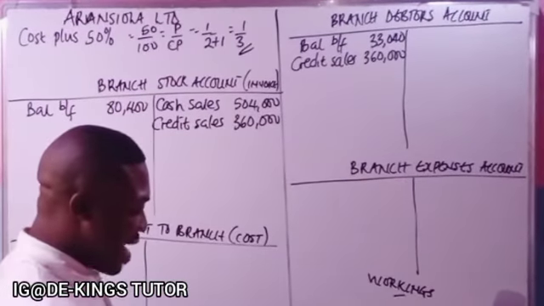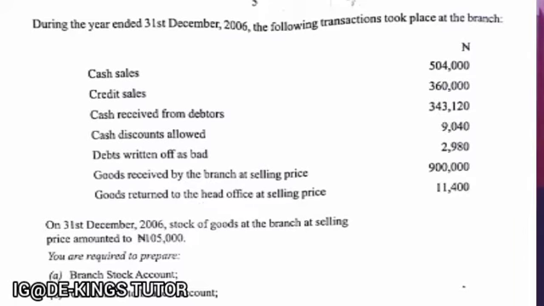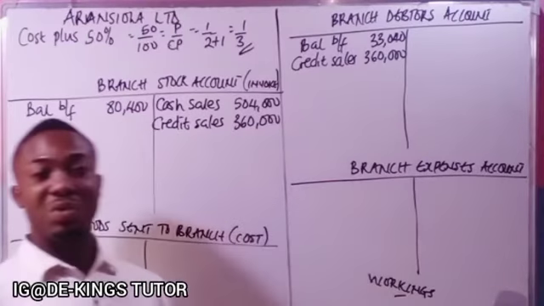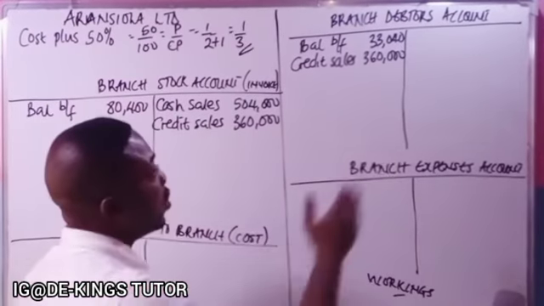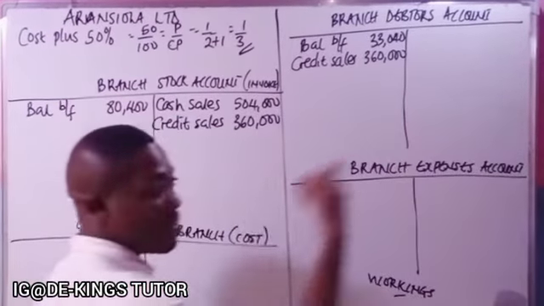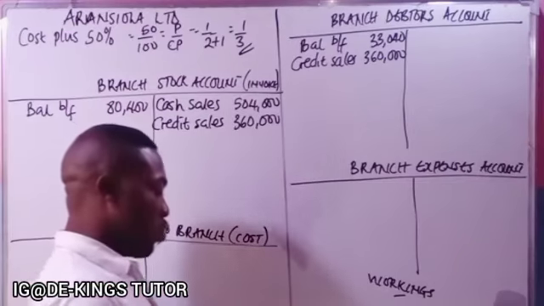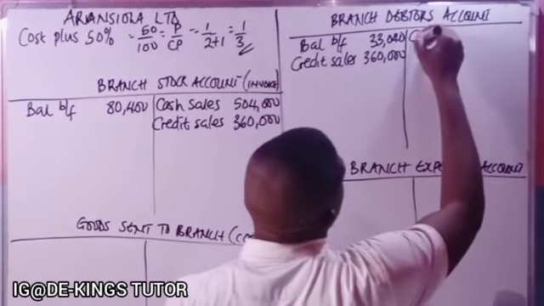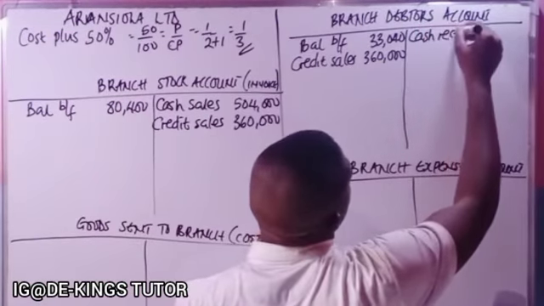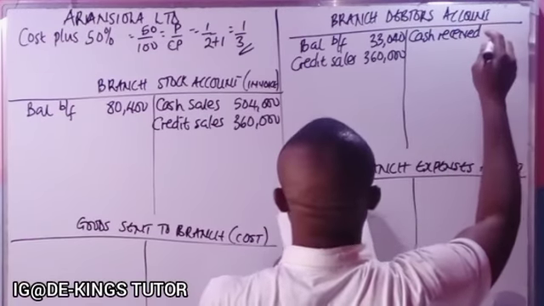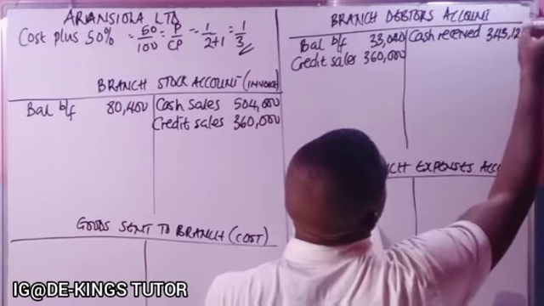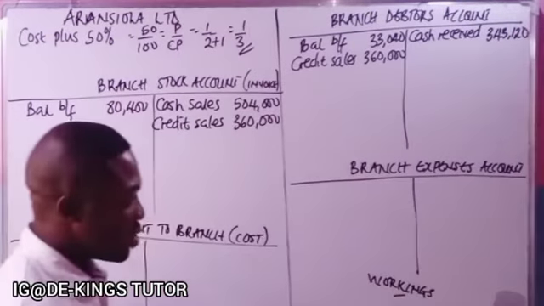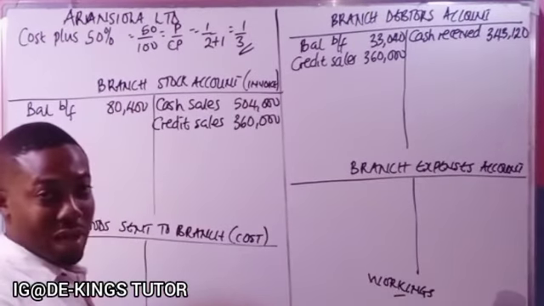Now, the next one, cash received from debtors, 343,120. When we receive cash from debtors, what do we do? We credit the debtors account and we debit the cash book. So we'll credit the debtors account here as cash received. How much is it? 343,120. The corresponding entry will have to go to the cash book.